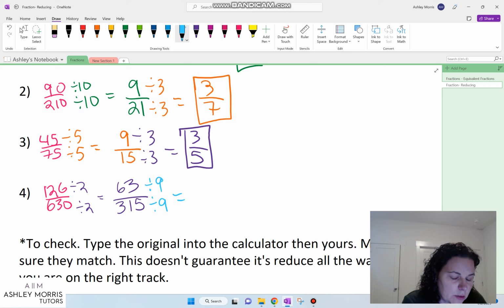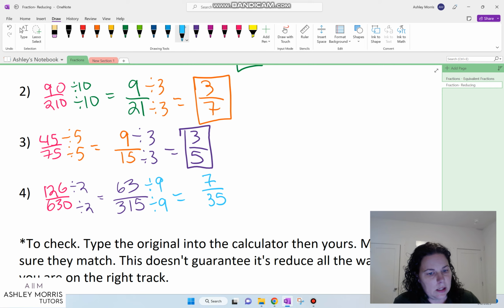63 divided by 9 is 7. 315 divided by 9 is 35. Okay, they don't add up to a multiple of 3. They don't add up to a multiple of 9. They don't both end in a 5. They don't both end in a 0. They don't both end in an even number.